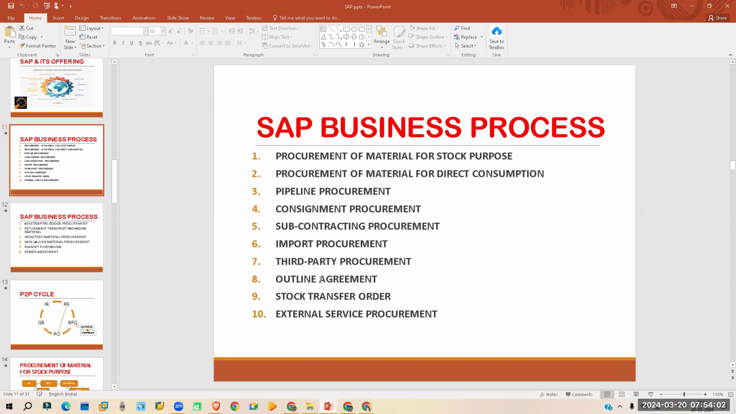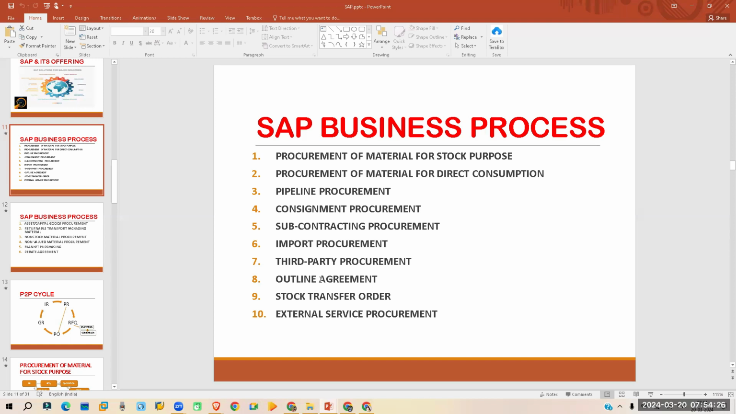So these are the 10 processes which are most widely used. Right now this import procurement is not there in our S4 HANA. Other than that, these 9 processes are commonly used, and most of the time you will get these kinds of topics to work on.